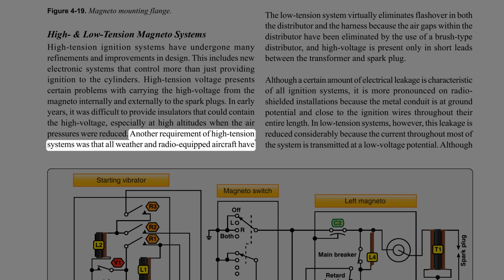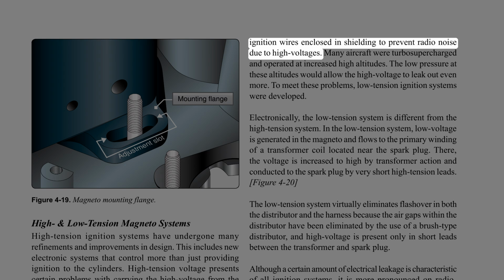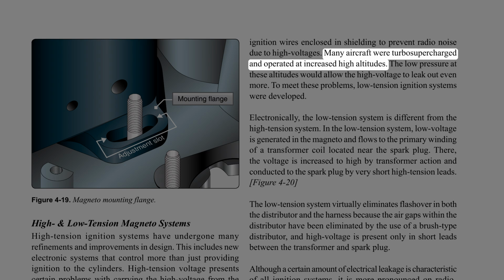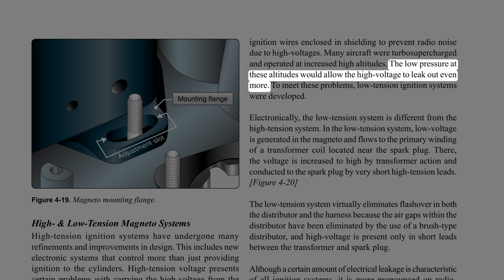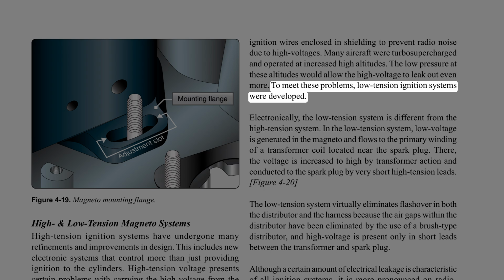Another requirement of high-tension systems was that all weather and radio-equipped aircraft have ignition wires enclosed in shielding to prevent radio noise due to high voltages. Many aircraft were turbo-supercharged and operated at increased high altitudes. The low pressure at these altitudes would allow the high voltage to leak out even more. To meet these problems, low-tension ignition systems were developed.